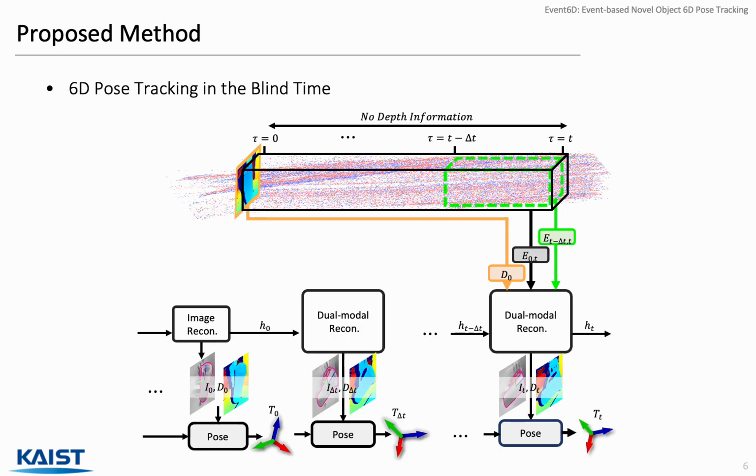Here's how it plugs into tracking. At tau equals 0, we have real depth. For every subframe moment up to tau equals t, we use the dual-modal reconstruction module to produce a synthetic intensity and depth pair. We then feed this pair into the pose head to estimate the current pose. The process repeats recurrently, giving us pose estimates at event rate.